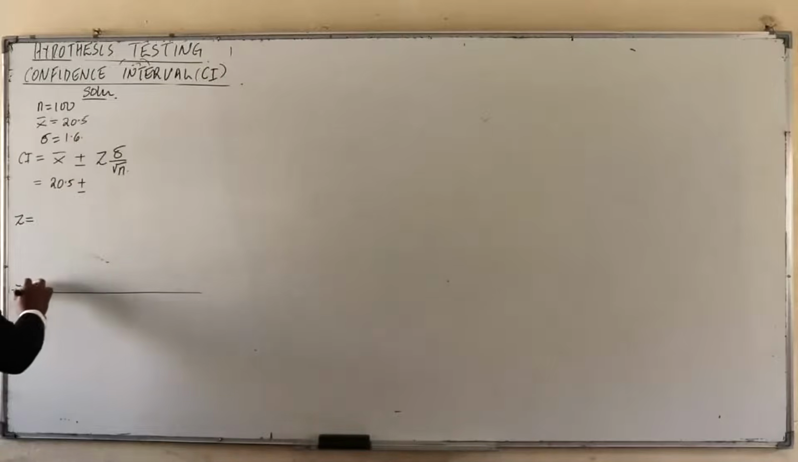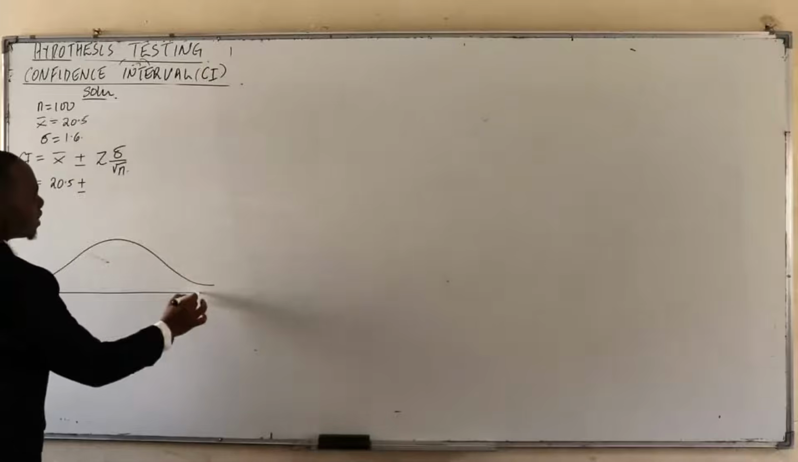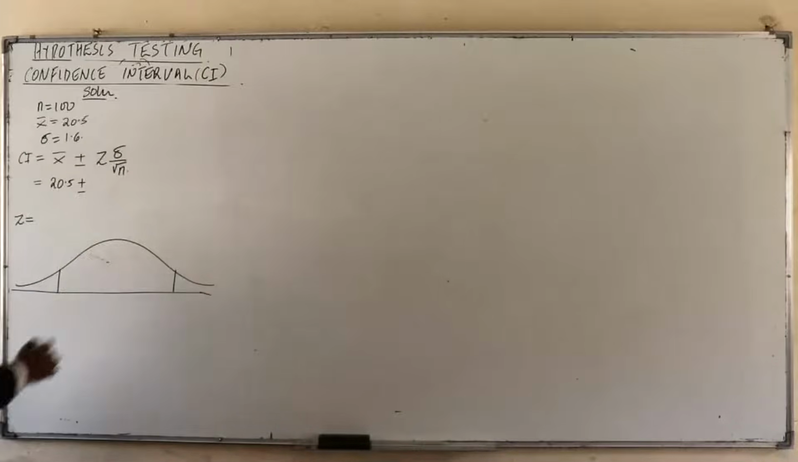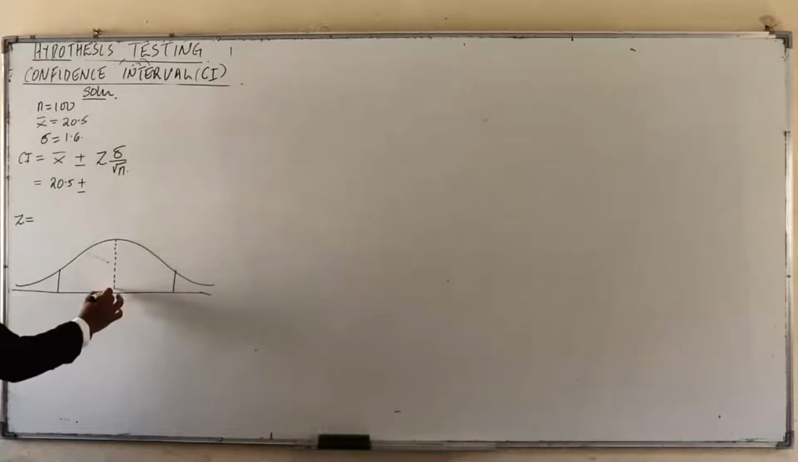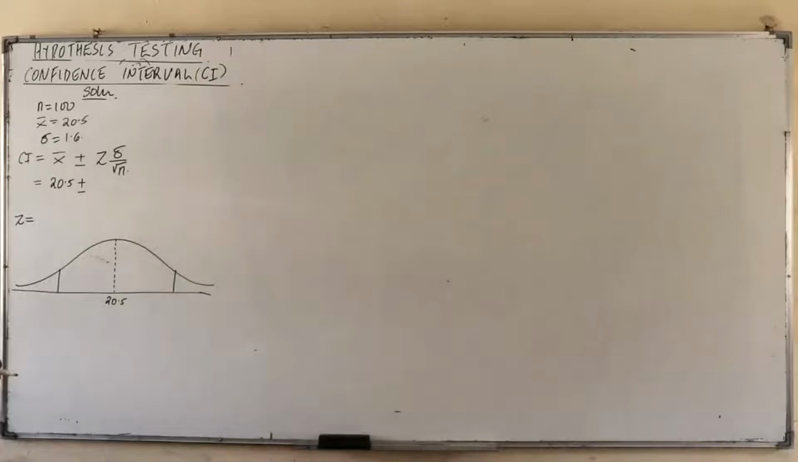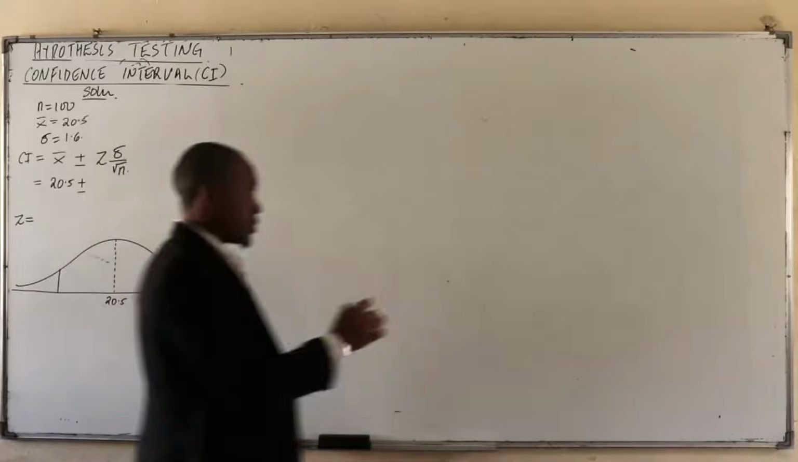You see that for confidence interval, we use a two-tailed test. So here we have the mean. The mean is 20.5. So it can either increase or reduce by a given value. So how do we determine that value? So in this case, Z, I take you back to the normal distribution.